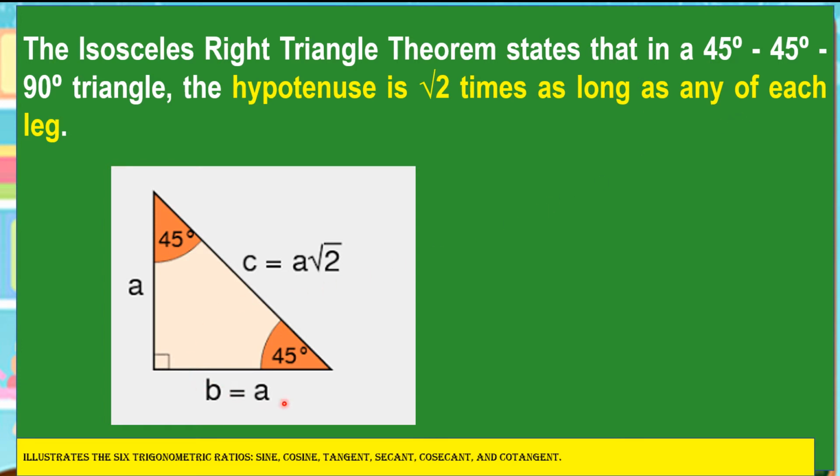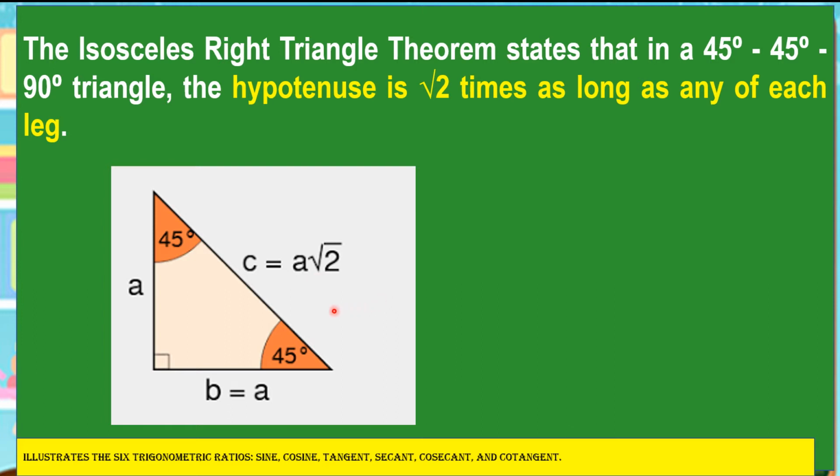As you can see in this figure, the value of side A is equal to a, and the value of side B is also equal to a because these two sides are congruent. Then the value of the hypotenuse, or C, which is opposite the right angle, is a square root of 2.